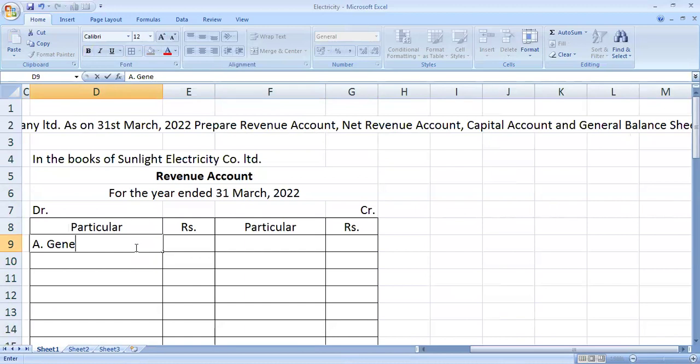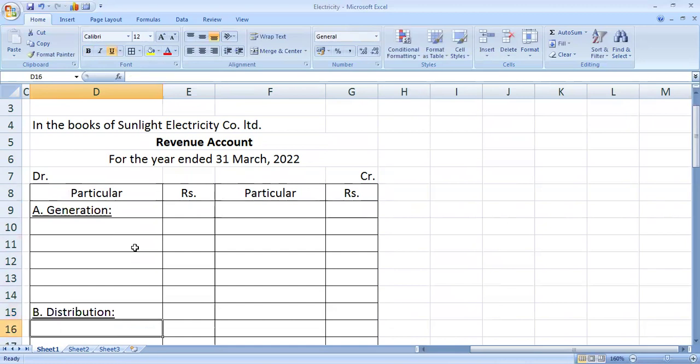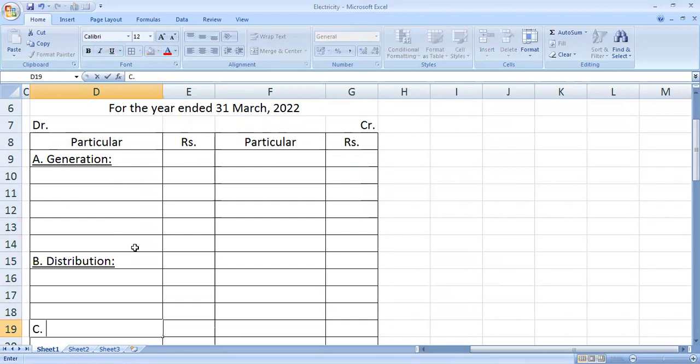First, generation. I have read the question, so I am aware of the concept of generation. I know how many items there are under the heading of generation. There are five items under this heading, hence after five lines I am taking the next item: 1, 2, 3, 4, 5. B, distribution. Same logic here also. Next, C, public lighting.